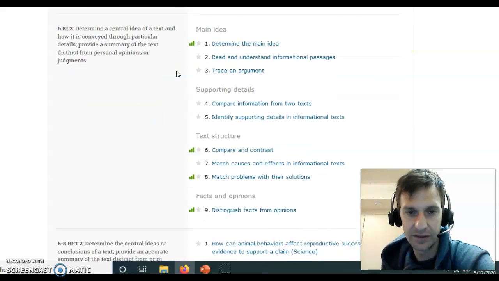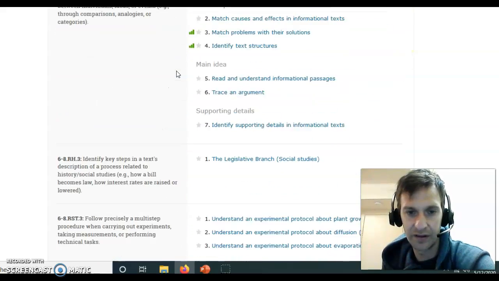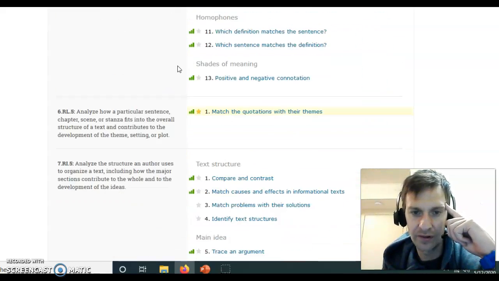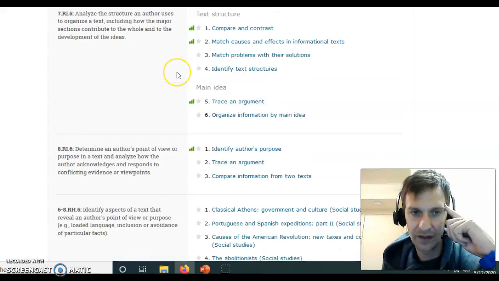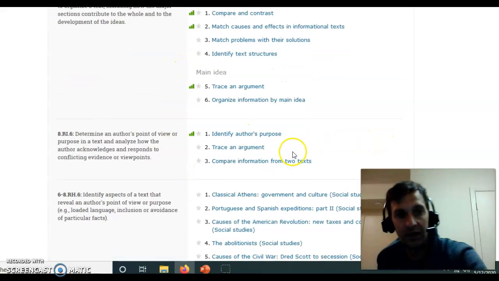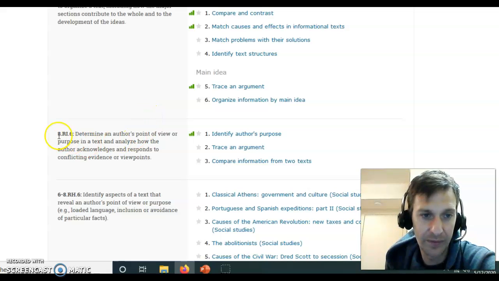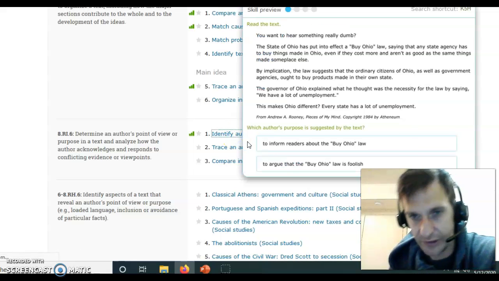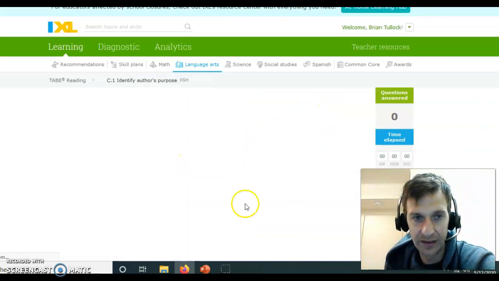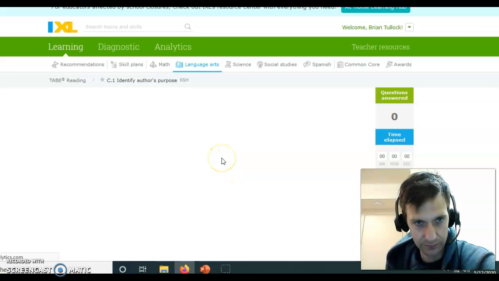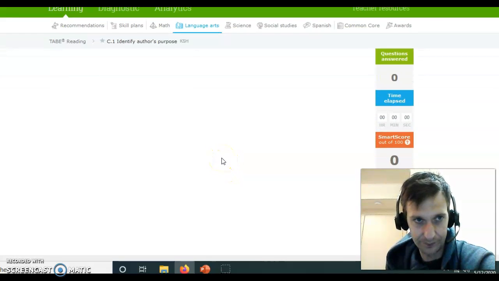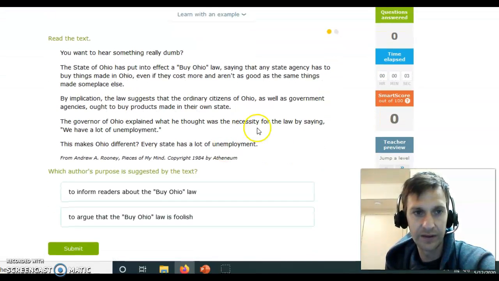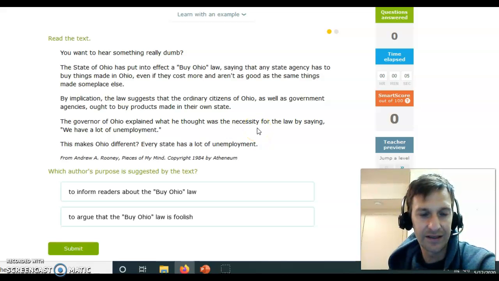Okay, so if we can ever find an author's purpose, and you won't have to do all this. I will have done this for you, but just so you know. Alright, so your skill would be AR16, determine author's point of view or purpose. So go ahead and click on this and scroll through it. Okay. Alright, so this one, you would see your question.